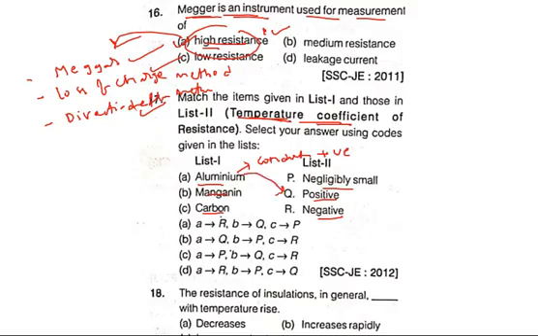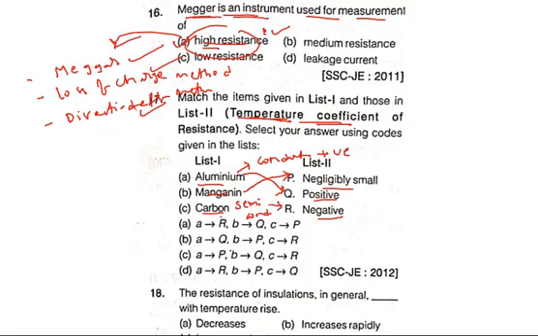And manganese is a conductor, but it affects very little with the temperature. So negligibly small we can say. Manganese is a conductor, but negligibly small because it is affected very little by temperature. Carbon is a semiconductor. So it has a negative temperature coefficient. We know that a semiconductor has a negative temperature coefficient.